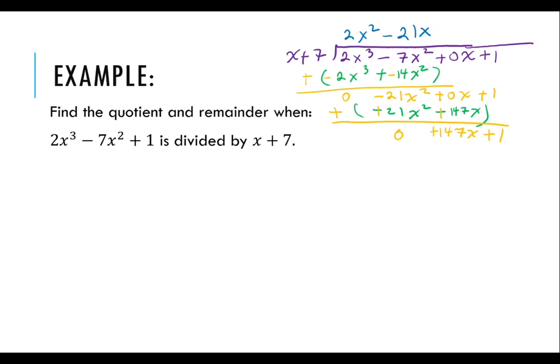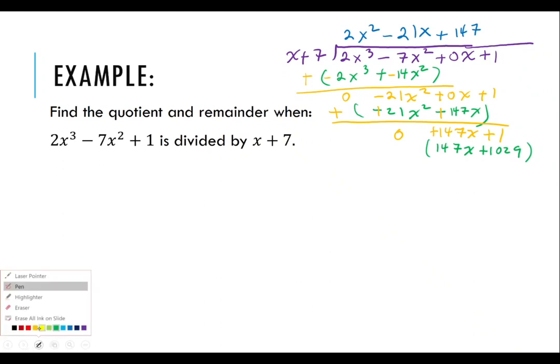Next question. Let's check to see if we're done yet. Check the degree down here. This is a degree 1 polynomial. This is degree 1. We're not less. We can keep going. What number times x gives me 147x? That is 147. Multiplication stage, 147 times x is positive 147x. 147 times 7 is plus 1029.